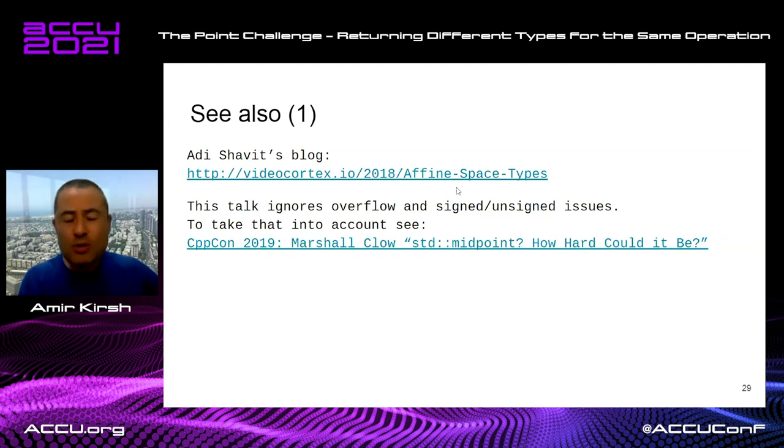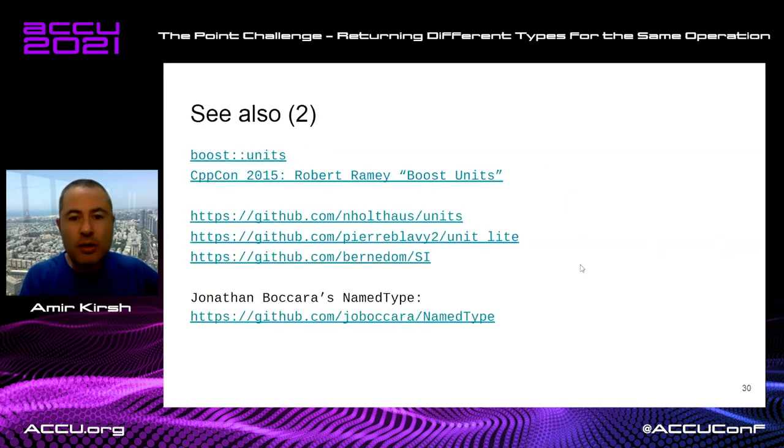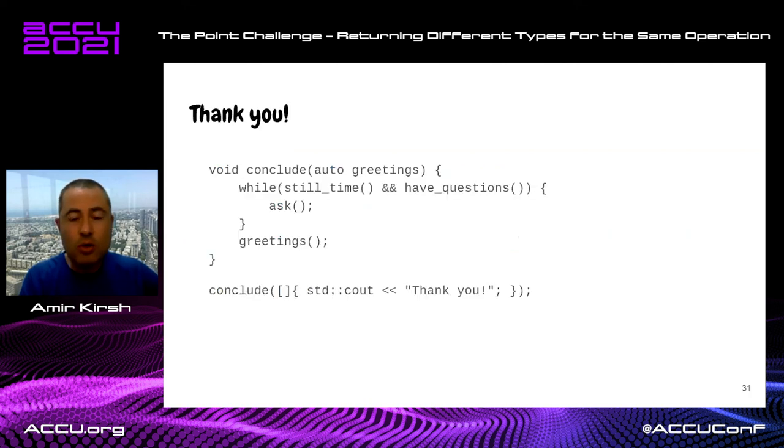The result was presented in one of the next meetups right after the challenge was cast. This talk ignores overflow and signed-unsigned issues. There is a great talk by Marshall Clow about midpoint. You should take a look at how complex it is to do arithmetics on signed and unsigned and different types. So we could just rewrite the entire talk and make it more correct, but still the idea of preserving the single unit arithmetic is something that is required. Other resources include Safe Numerics, and Jonathan Boccara's NamedType, which is quite relevant to this topic. And I think this is where I conclude.